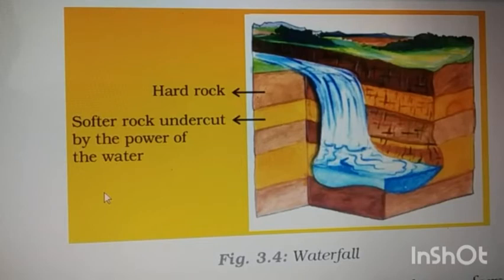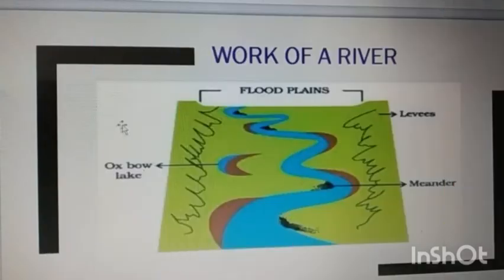Due to the continuous erosion and the deposition along the sides of the meanders, the ends of the meander loop come closer and closer. In due course of time, the meander loop cuts off from the river and forms a lake. It is called an ox-bow lake.